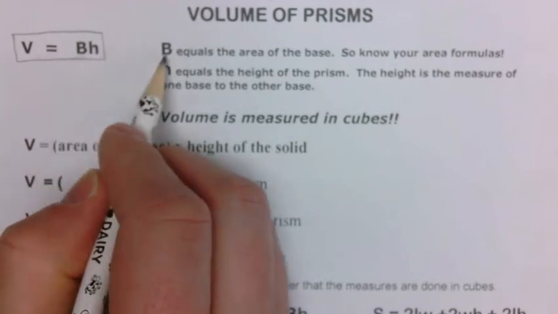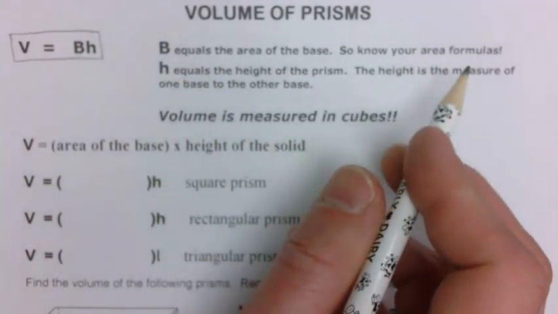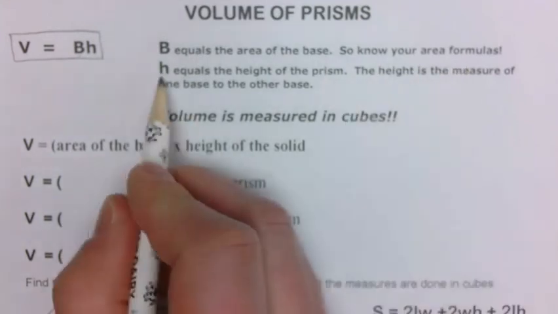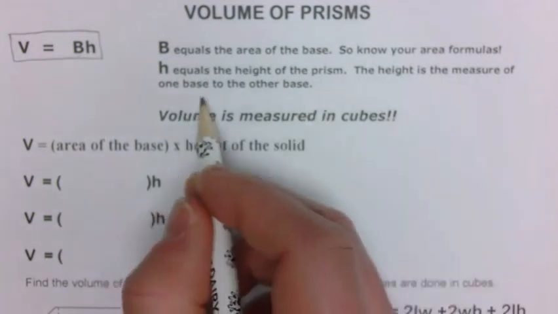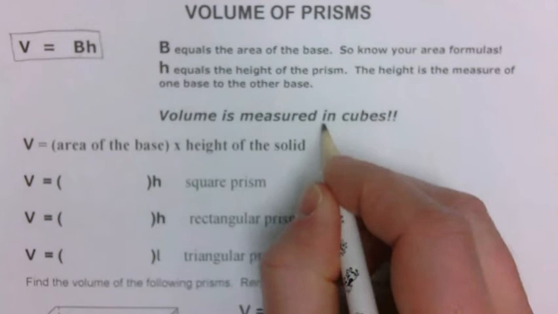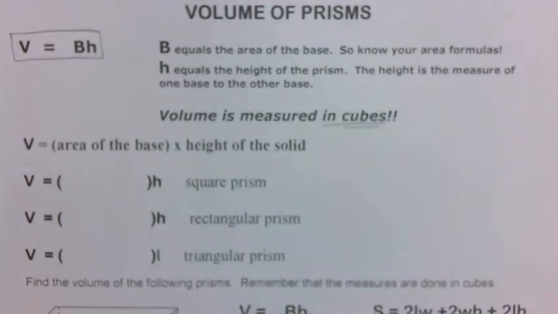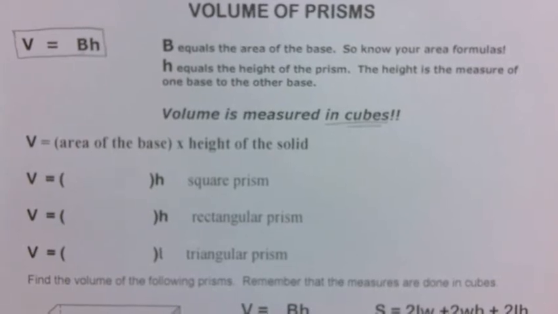All right, capital B equals the area of the base. So we need to make sure that we know our area formulas. H is going to be the height of the prism. The height is always the measure from one base to the other base. Volume is measured in cubes, so our units will always be raised to the 3rd power whenever we do a volume question. Okay, so again, to calculate the volume of a prism, we have to do the area of the base multiplied by the height.